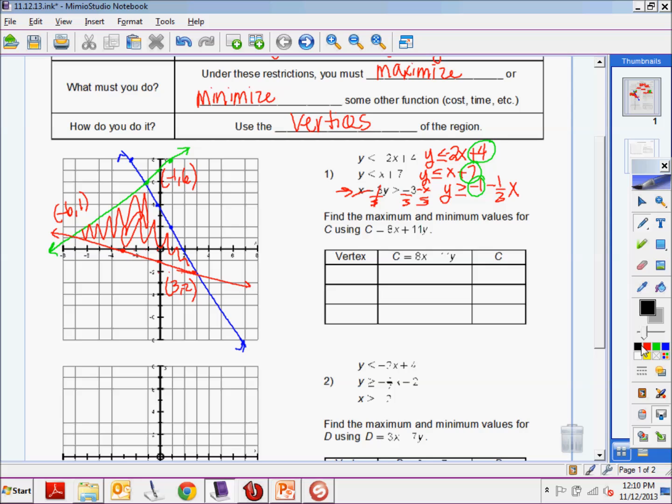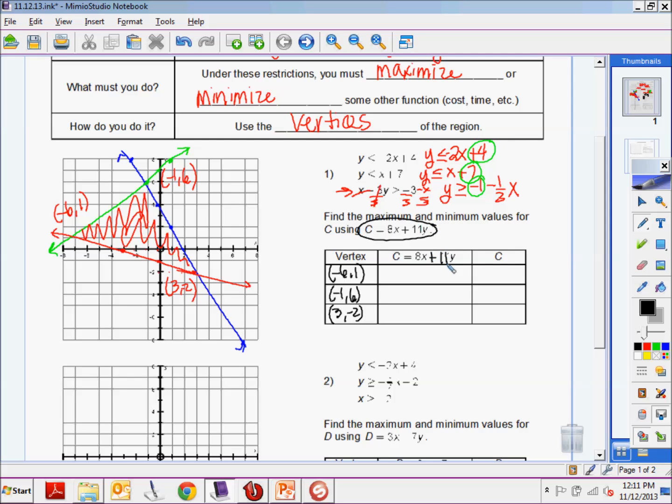All right. So I write what I have: (-6, 1), (-1, 6), and (3, -2). Okay. This right here is my function. This function could represent cost. It could represent time. It could represent projection, depending on what the problem is. So what this function is saying, C equals 8x plus 11y, guys? Yeah.